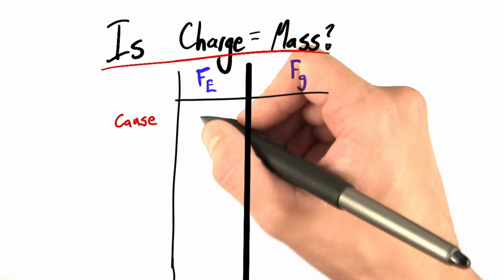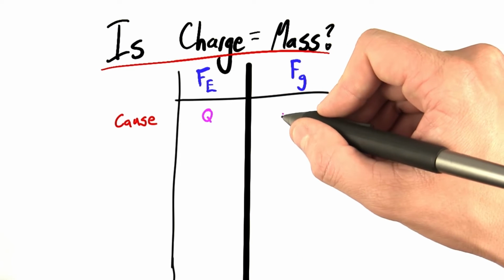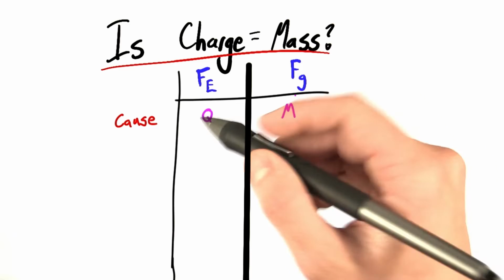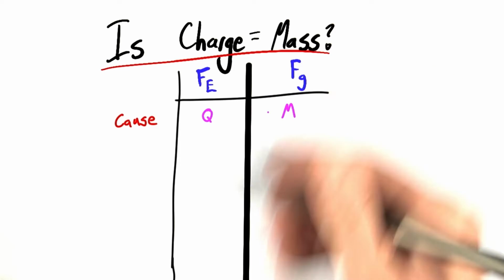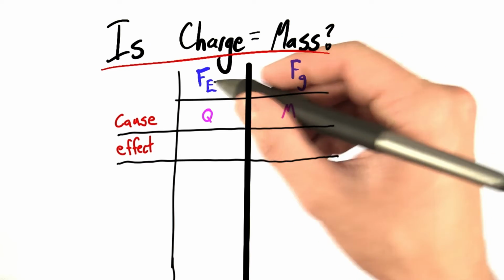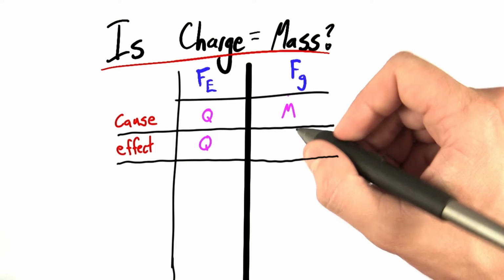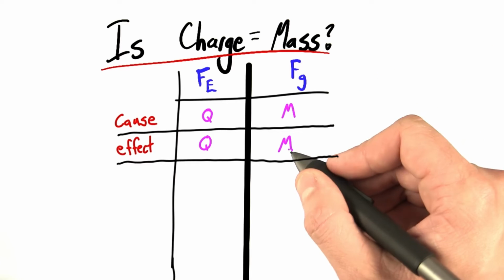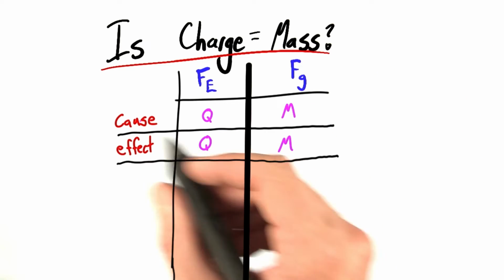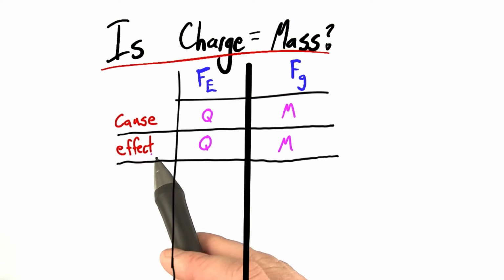Well, the electric force is caused by charged objects, whereas the gravitational force, well, it's caused by massive objects. So charge and mass are the causes of these forces. What about the effect? What kind of object feels the effect of the electric force? Well, once again, it's an object with a charge. Likewise, gravitational force is felt by objects with mass. So notice we already see one similarity. The thing that causes the force is the same as the thing that feels it.